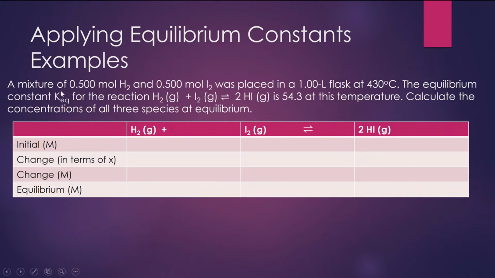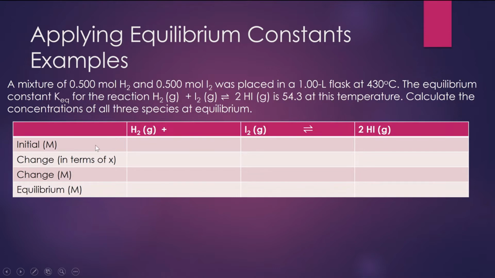A mixture of 0.5 molar H2 and 0.5 molar I2 was placed in a 1 liter flask at 430 degrees Celsius. The equilibrium constant for this reaction, hydrogen plus iodine equals hydrogen iodide gas, is 54.3 at this temperature. So there's our K. Calculate the concentrations of all three species at equilibrium. So we can now use this K equilibrium to predict how much product will actually form, given 0.5 moles of iodine and 0.5 moles of hydrogen.